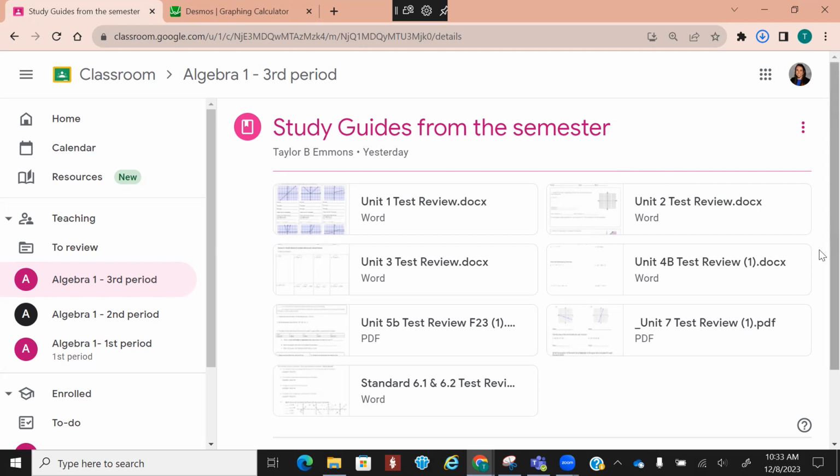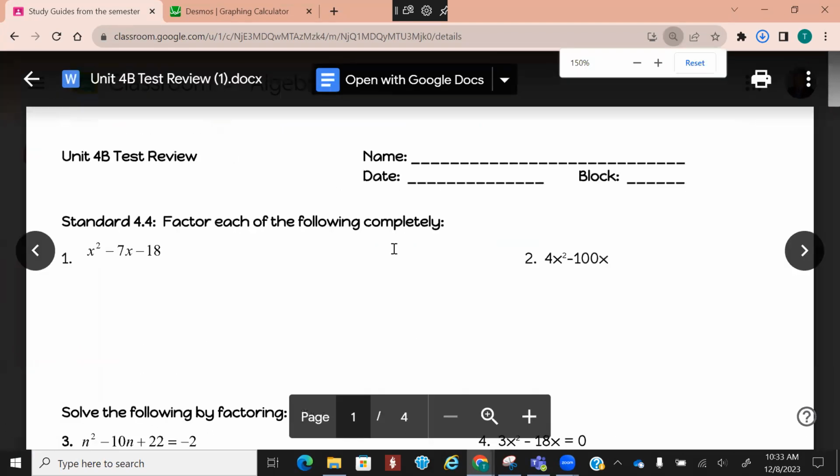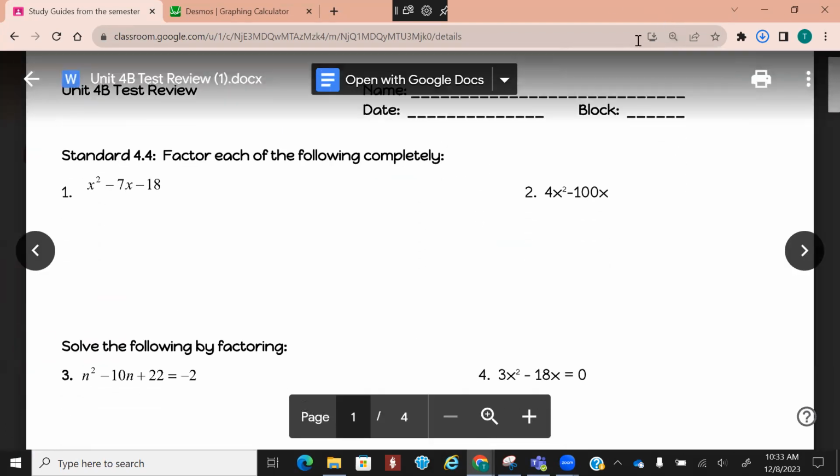Okay. So I would take out a piece of paper. I'm going to go over the topics that people ask me for specifically. So on your piece of paper, go ahead and write number 1 down. This is going to be factoring.